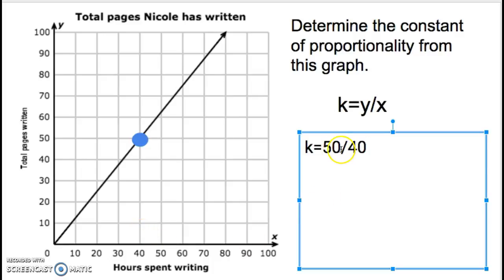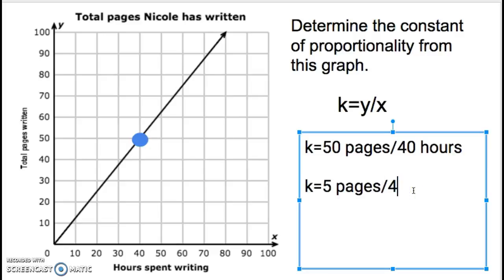Now, this is telling me that Nicole has written 50 pages in 40 hours. Now, I want to know how much she was able to write in 1 hour of writing. Now, 40 doesn't go into 50 evenly, but I do know that I can simplify this by 10. So I can simplify this to k is equal to 5 divided by 4. Now, that's 5 pages of writing in 4 hours.